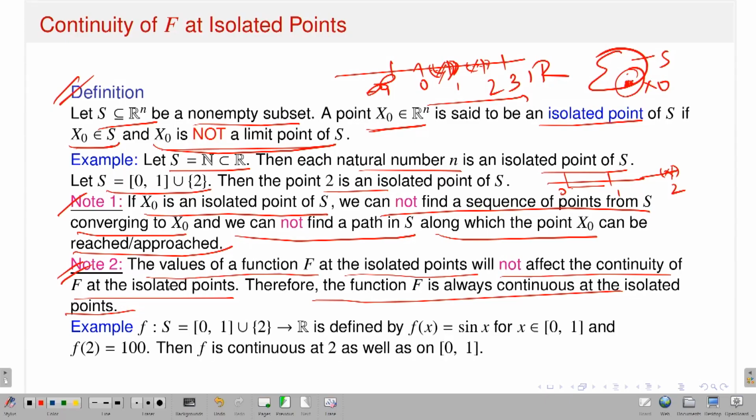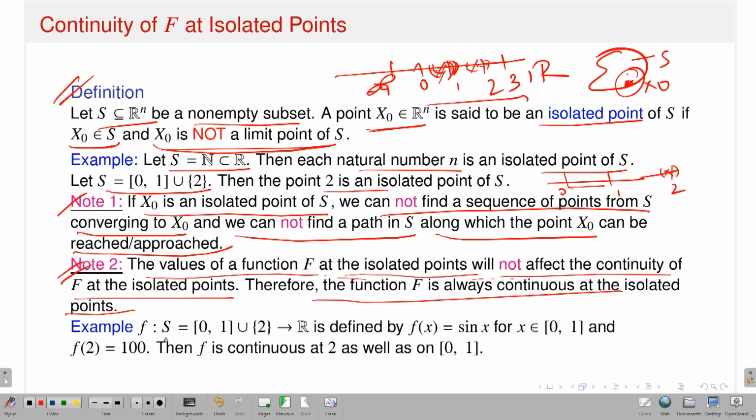Now, if I take an isolated point, Note 1 says that we cannot find any path or any sequence in S which converges to that point. So I can say the continuity of f at x naught holds vacuously. Since there cannot exist any sequence which converges to x naught, about which I could talk about the convergence of the image sequence, vacuously I can say that my function capital F is continuous at the point x naught. That is exactly what I have written: the value of a function at an isolated point will not affect its continuity. That means it is vacuously continuous.